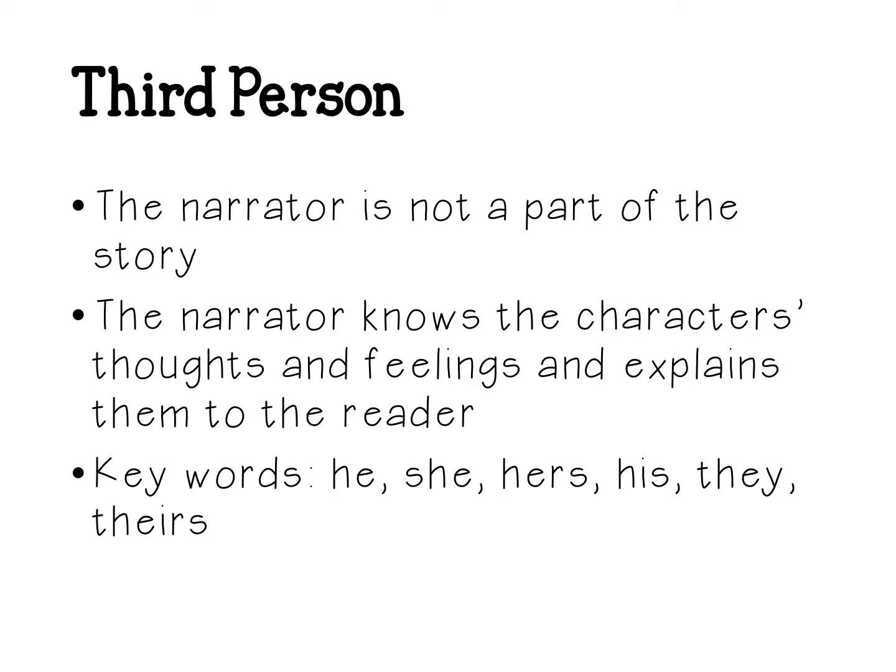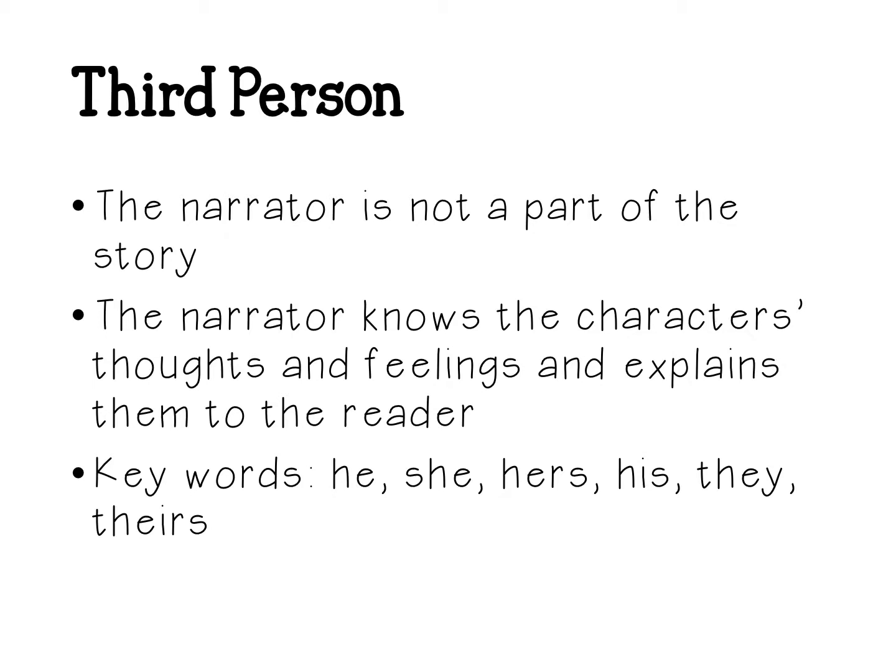And there are three different types of third person point of view. The first we'll talk about is omniscient third person. When we are hearing the story in an omniscient third person point of view, that means that the narrator knows the thoughts and feelings of all of the characters in the story. So they can tell us what every character is thinking and what every character is feeling.